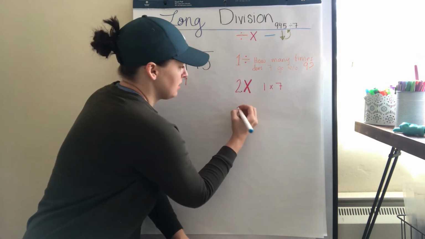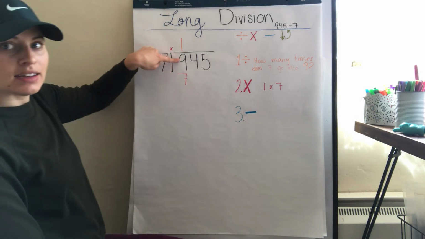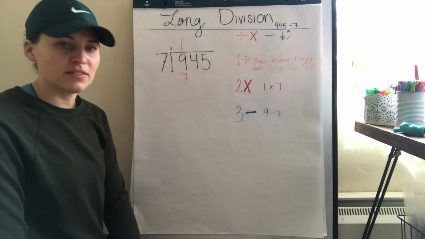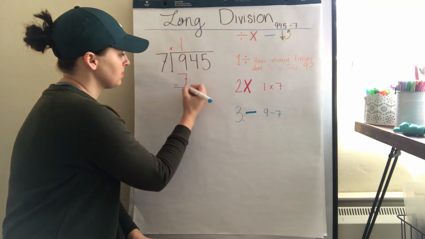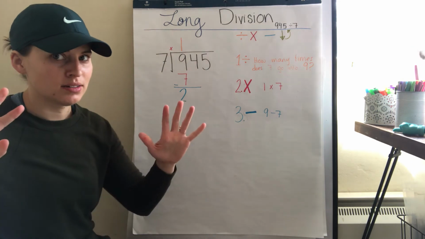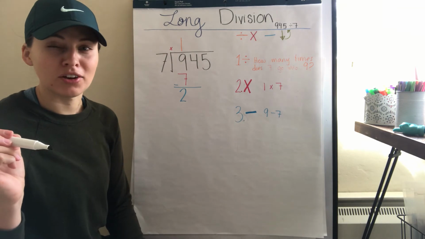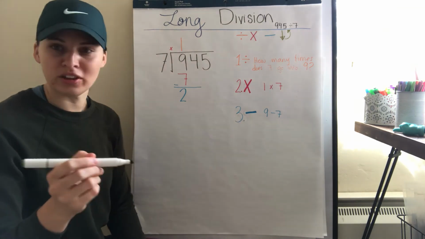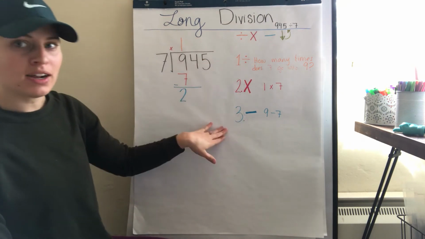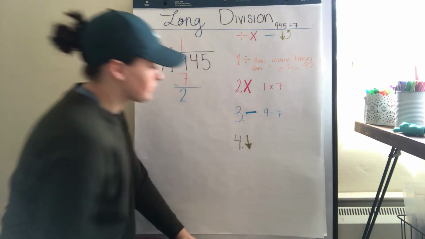Now what's our third step? Divide, multiply, subtract. Now I have to subtract 9 minus 7. What is 9 minus 7? 2. Remember, if I'm going too fast, pause me and go back, because I can't hear you or call on you or know that you need help. So pause me if I'm going too fast. So we have divide, multiply, subtract. Now we're going to do bring it on down.